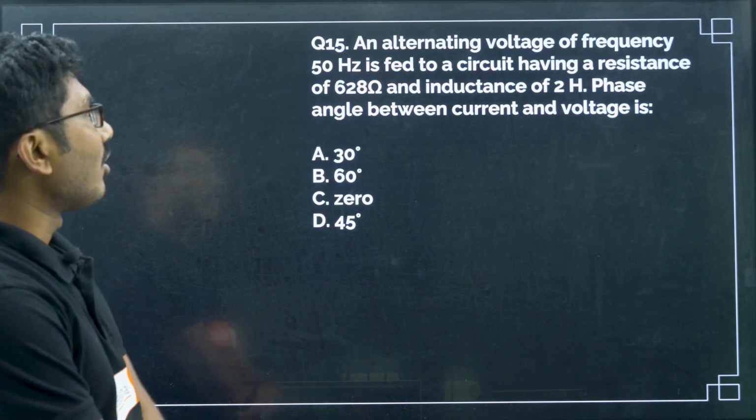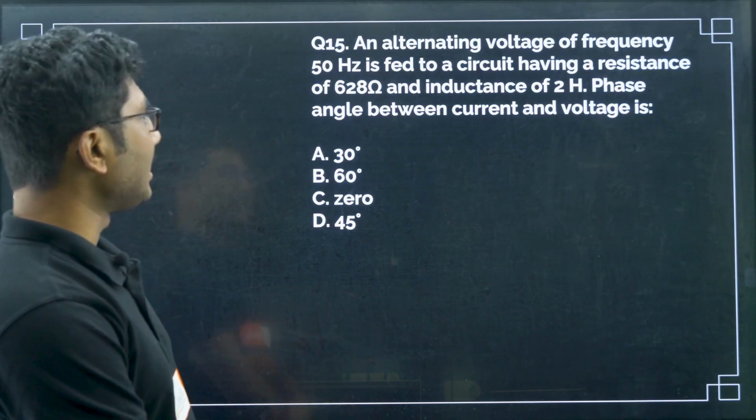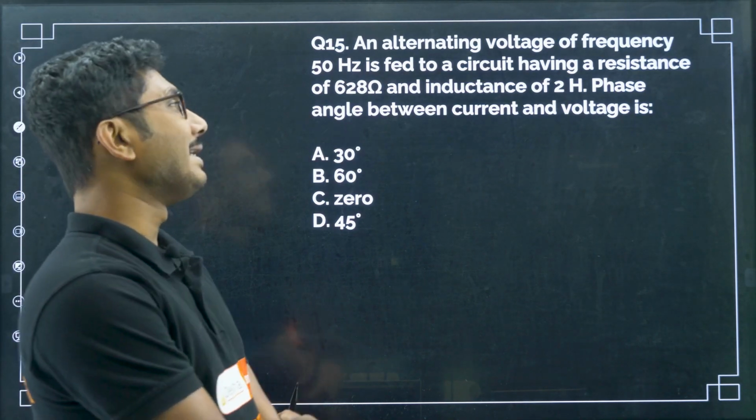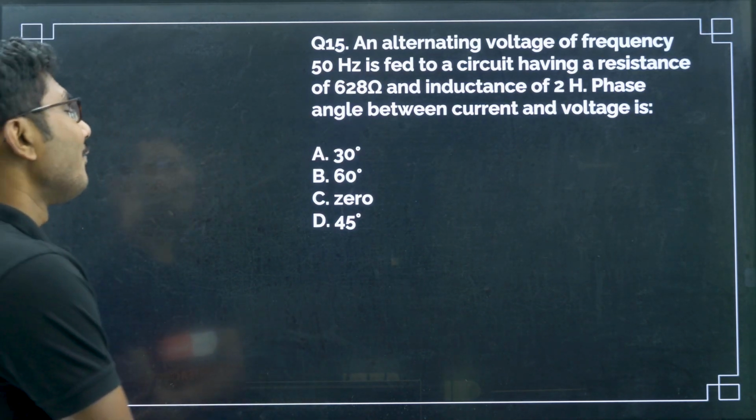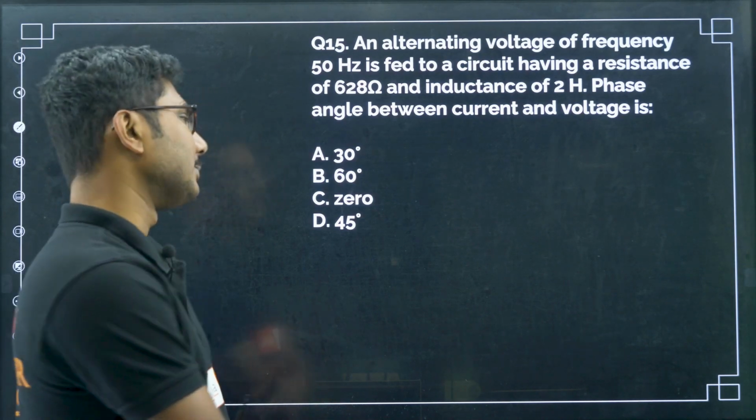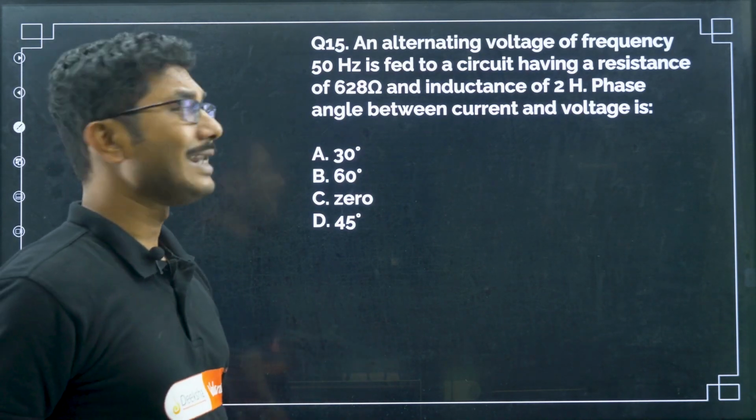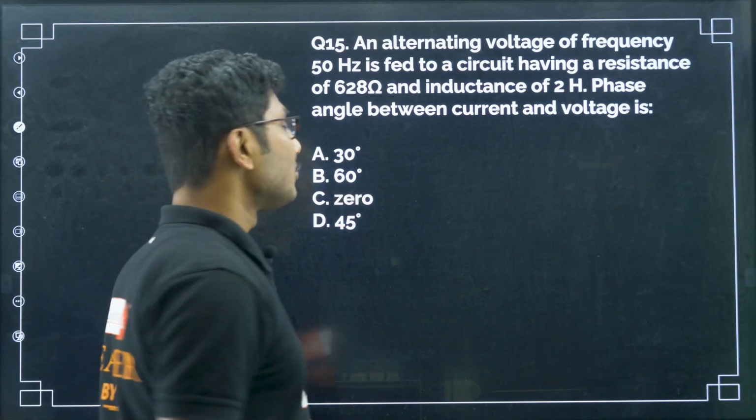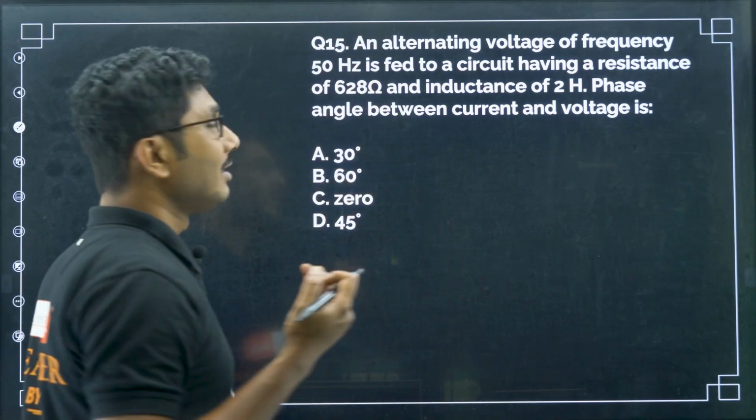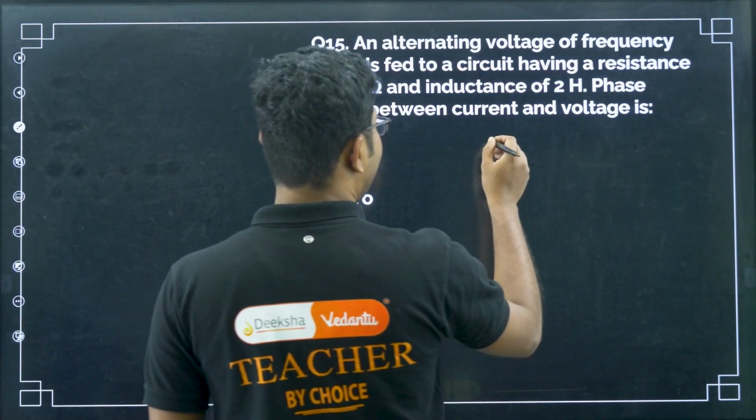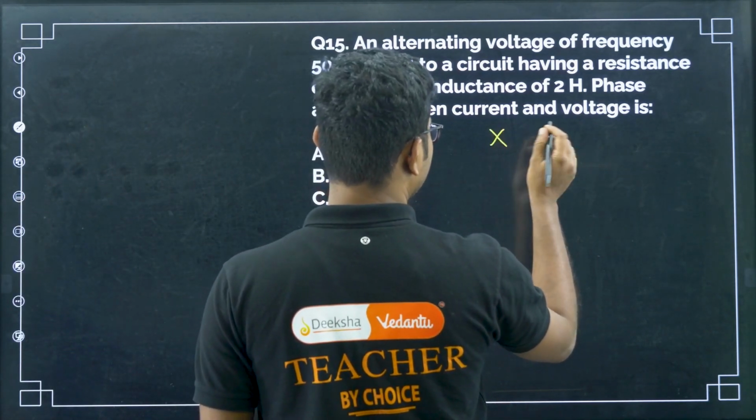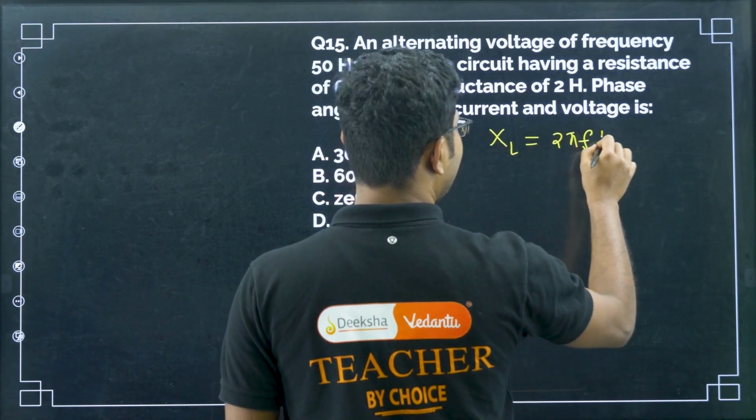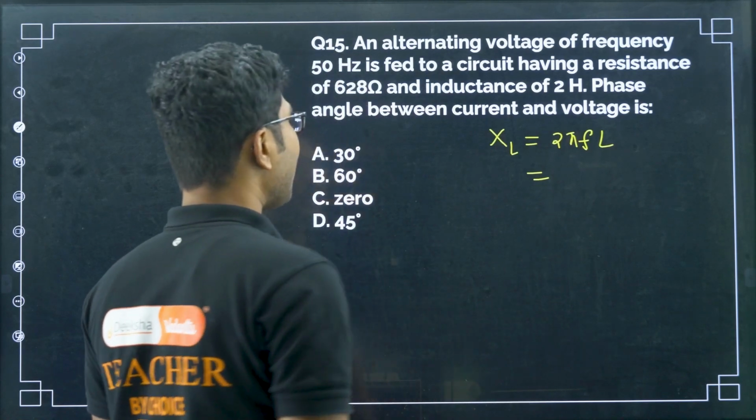Next question: an alternating voltage of frequency 50 hertz is fed to a circuit having a resistance of 628 ohm and an inductance of 2 Henry. What is the phase angle between the current and voltage? So, you have to find the phase angle in an LR circuit. First you have to calculate XL. XL is equal to 2 pi f times L. So, what is 2 pi f times L?